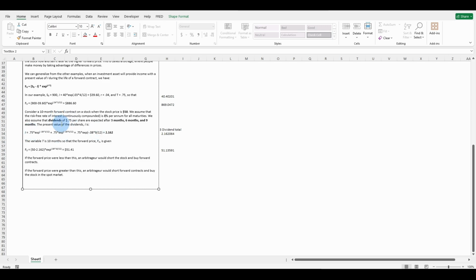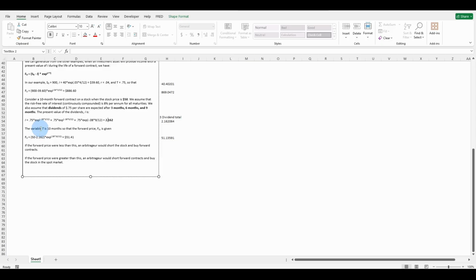75 would be $2.25. What happens? We discount that back based on this continuous compounding rate to come up with $2.16. The variable T is 10 months, so the forward price is equal to 50 minus 2.162 times EXP, which gives 51.41. Why? Because there's some assumption about this $50.